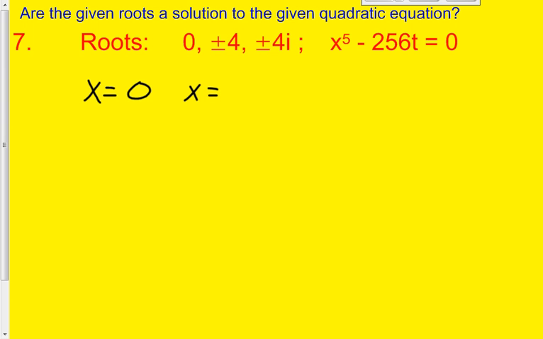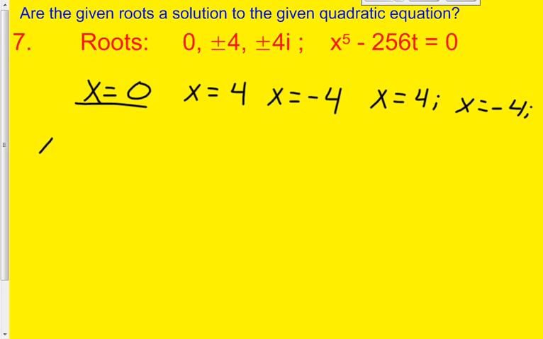X equals 4. X equals negative 4. X equals 4i. X equals negative 4i. Now we're going to solve all of these for 0, so get a 0 on the right side. This one's already done: x equals 0. X minus 4 equals 0 for the second one. X plus 4 equals 0 for the third one.